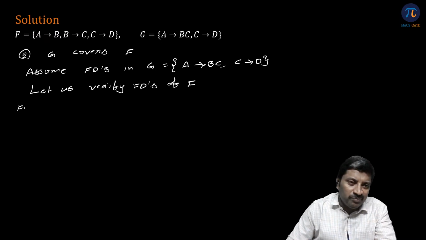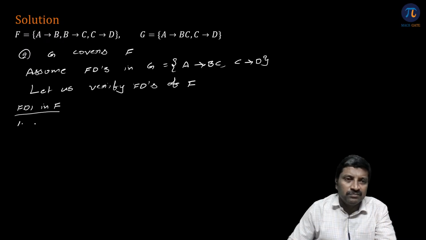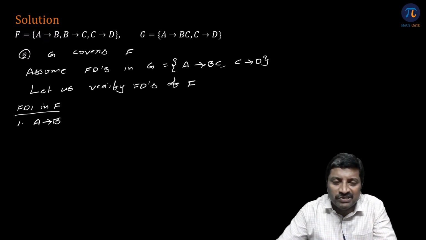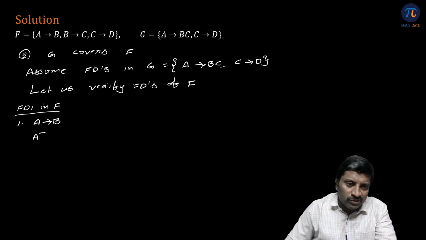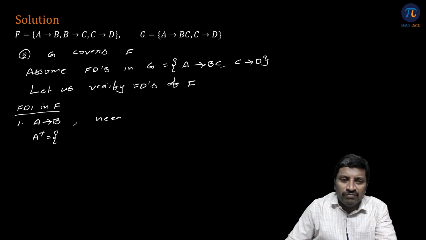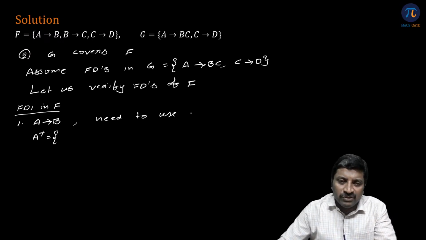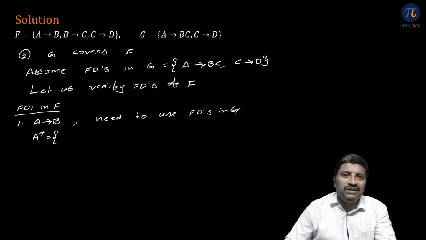What is the first functional dependency in F? The first functional dependency in F is A implies B. Verify whether it is directly present in G or not. A implies B is not directly present. Then what should we do? We need to find the closure. So in this case, what should we use? We should use the FDs in G because we assume they are valid. So we need to use FDs in G to find the closure.